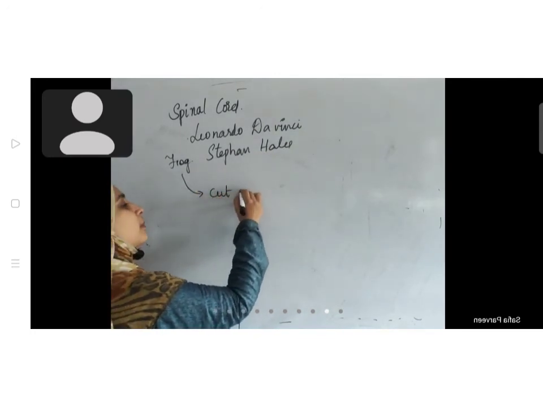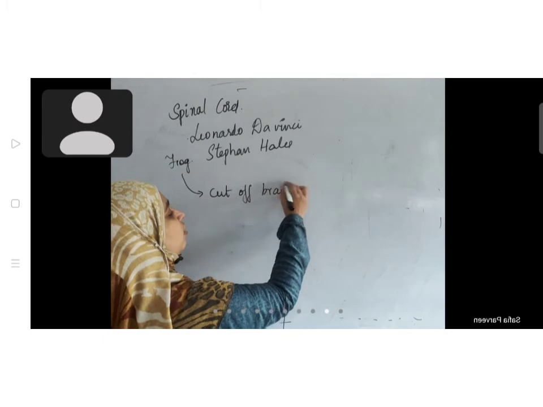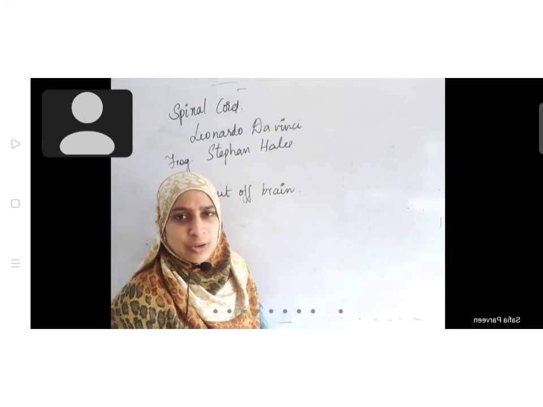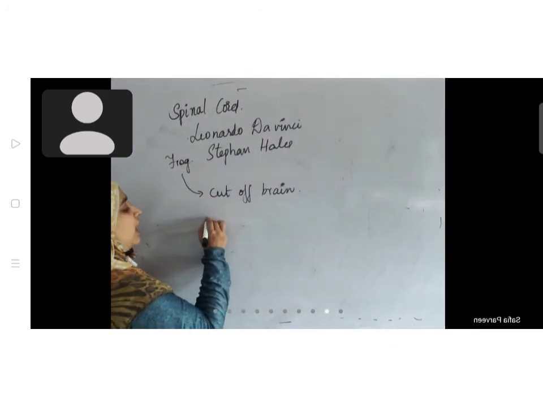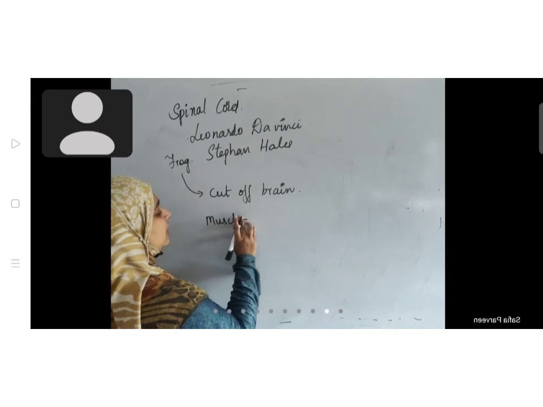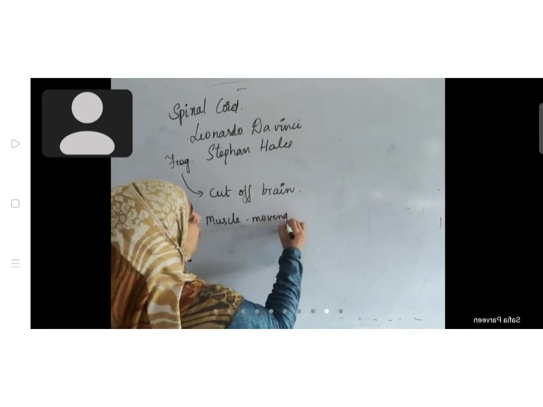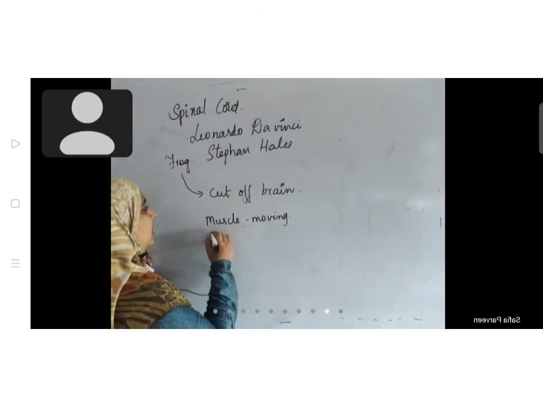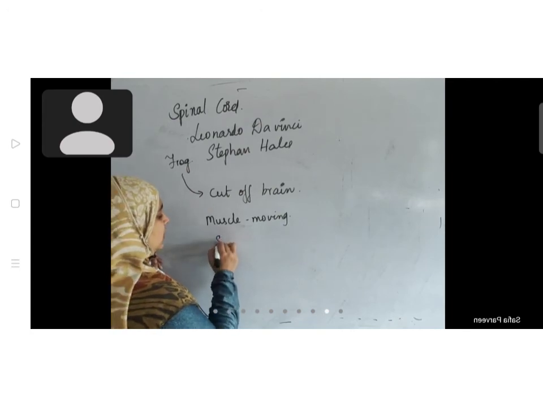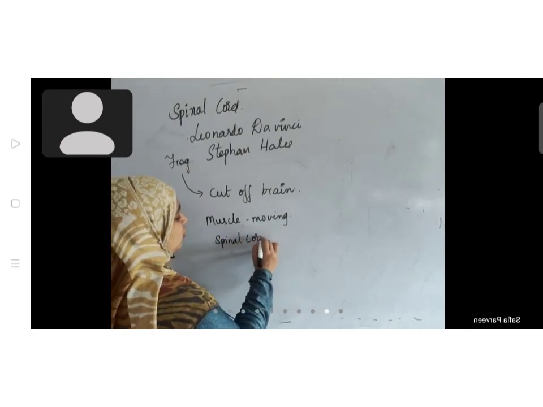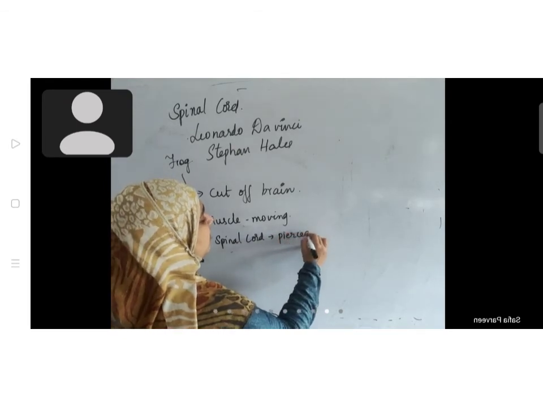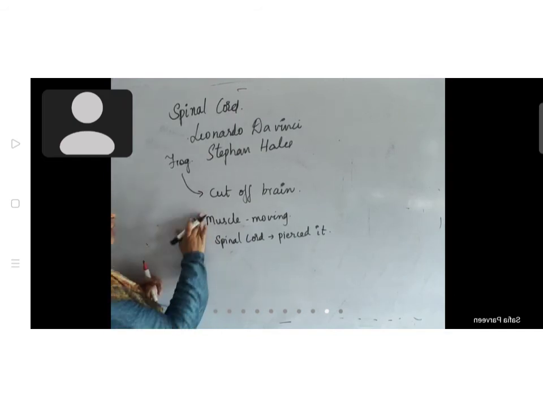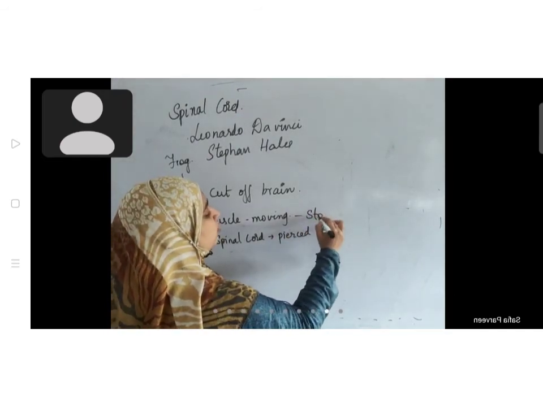They cut off the brain. What should happen if the brain is cut off? There should not be any functions, any movement in the body, any coordination. But they observed that muscle movement is there. Why is the muscle moving? They wanted to identify, and they pierced one pin into the spinal cord. Pierce means damage it. When this damage was done, the muscle movement stopped.